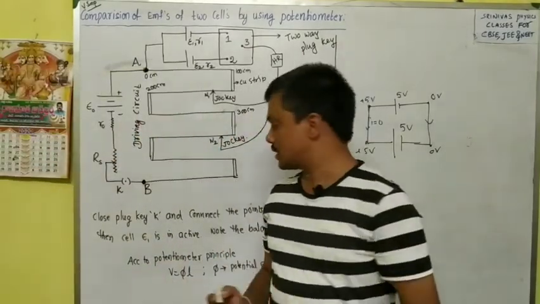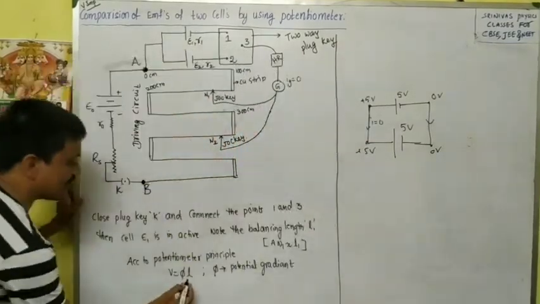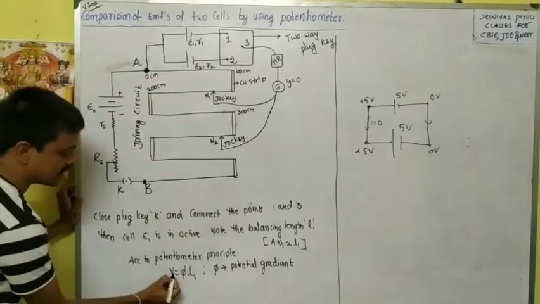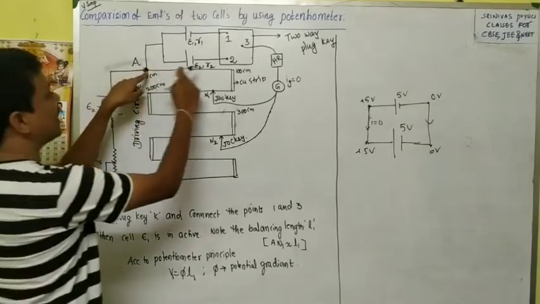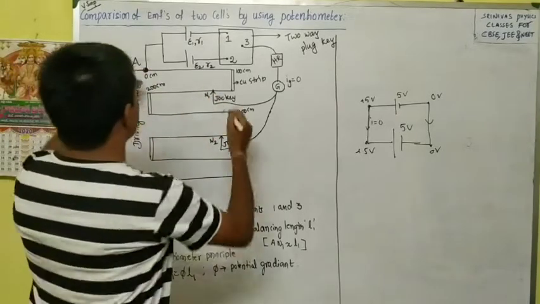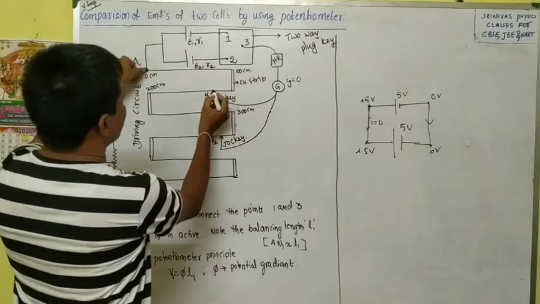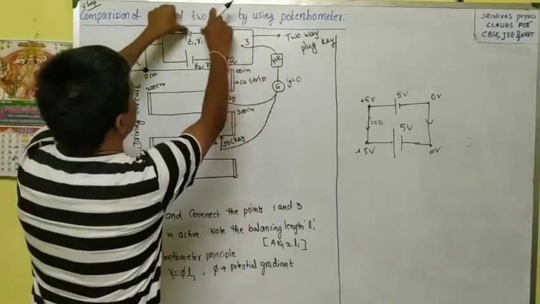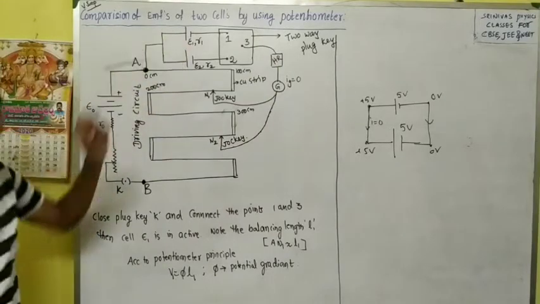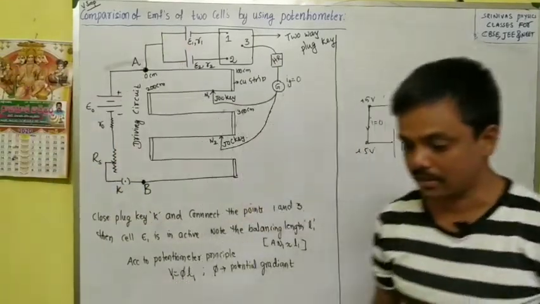Then what will you get? Here the balancing length is L1, and the potential difference between A and N1 I will consider as V1. V1 is equal to phi L1. But the potential difference across the wire is equal to the potential difference across the cell. Which cell is active now? E1 cell is active. Then what happens to the potential difference across the cell E1?